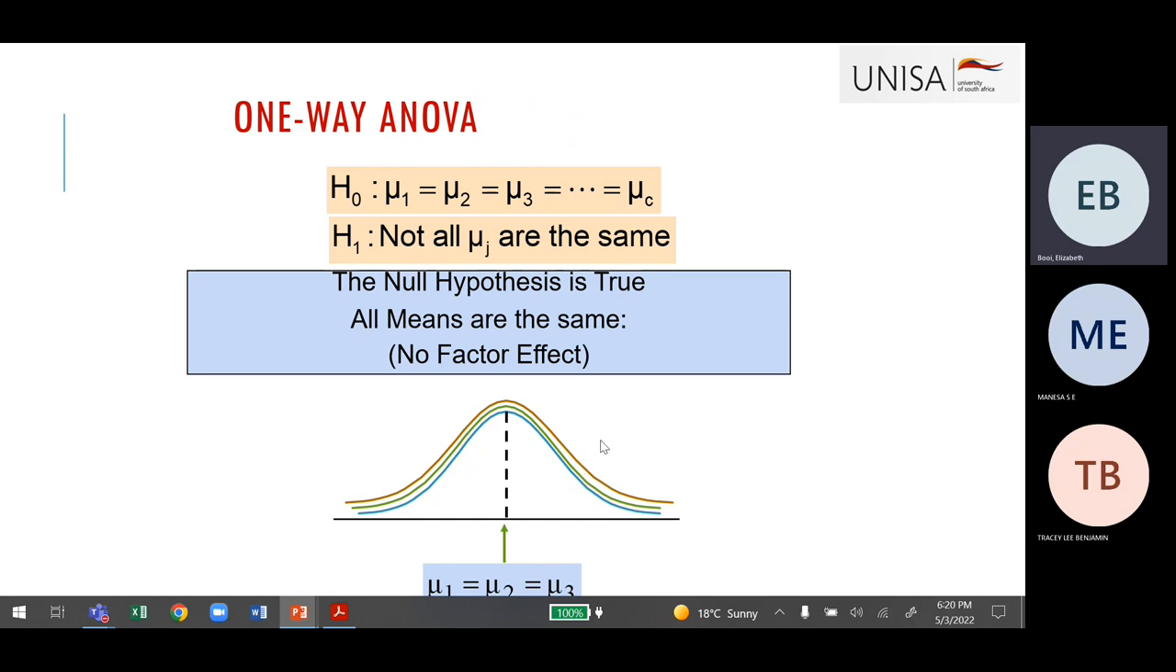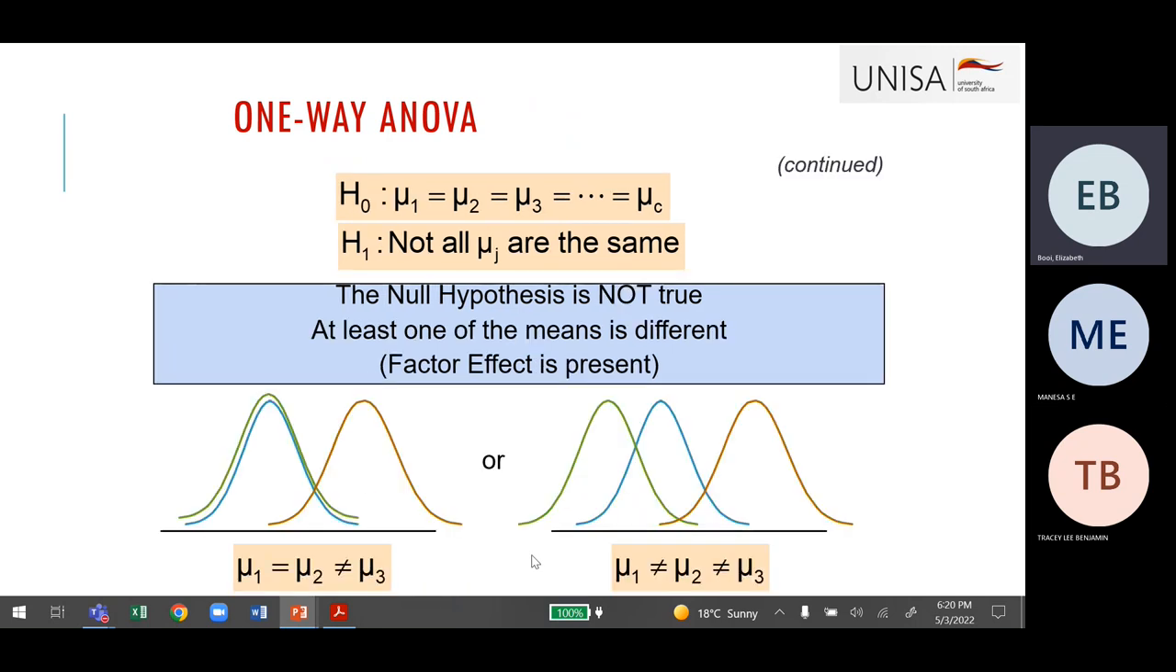So the alternative will state otherwise. The alternative might state that mean one is not the same as mean two, is not the same as mean three, or it can say mean one is the same as mean two, but it's not the same as mean three, or it can state that all of them are not the same. That is the alternative hypothesis. So at least one of them should not be the same as the others, or all of them can be different.